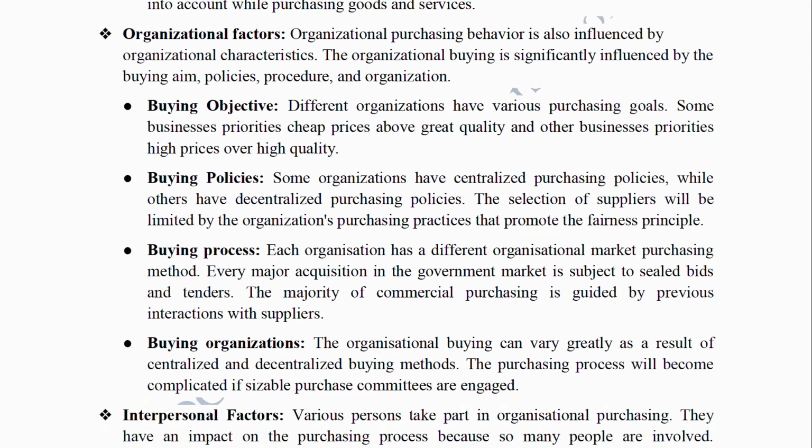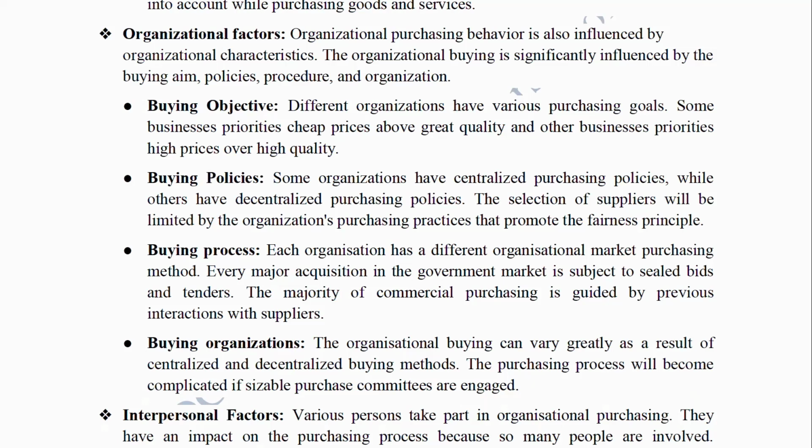Buying policies: some organizations have centralized purchasing policies, while others have decentralized purchasing policies. The selection of suppliers will be limited by the organization's purchasing practices that promote the fairness principle.